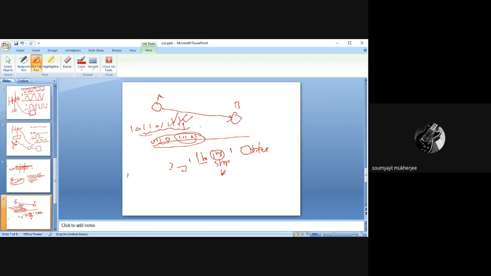Yes, sir. Okay. Now data transmission mode. Data transmission mode actually means data transmission direction. There are three data transmission modes. One is simplex, another is half duplex, and another is full duplex.